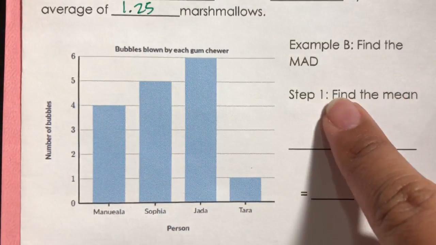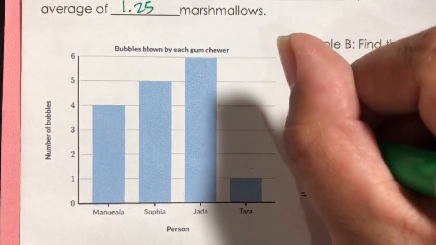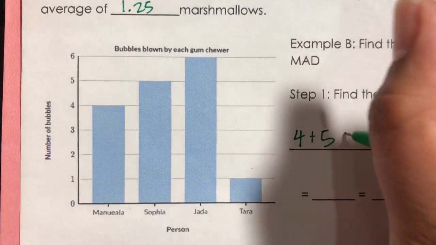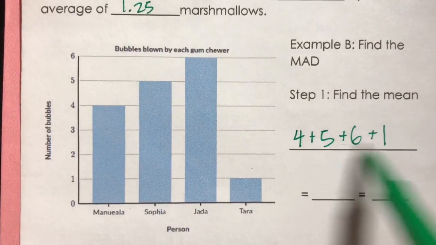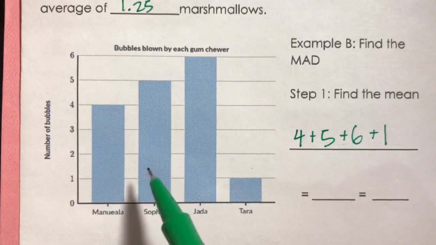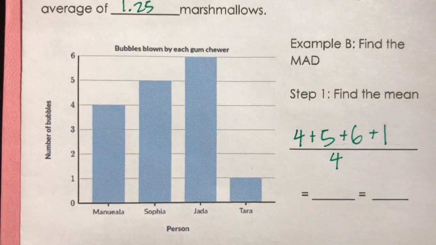So step 1, we need to find the mean of this data set. So we have 4 plus 5 plus 6 plus 1. And then we need to divide that sum, because remember the mean, you have to divide it by however many numbers there are in the data set. So there are 4 numbers in the data set. Now I want you to pause this video and see if you can find the mean before you check with me. Pause the video, do it on your own, and then unpause it once you are finished.